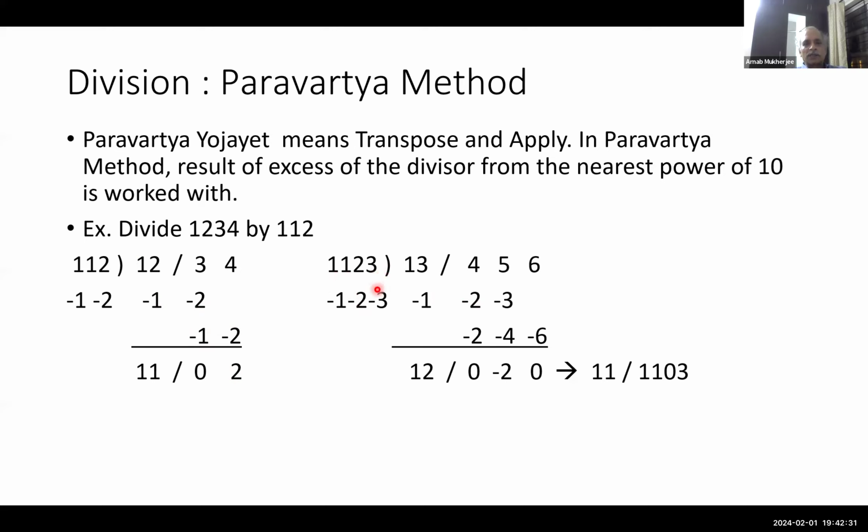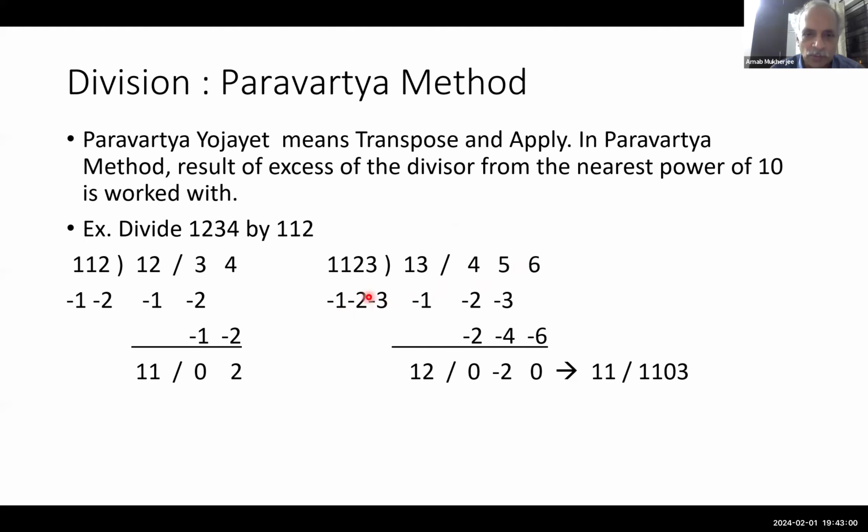Here it is like this: divide 13456 by 1123. So it is actually -1, -2, -3. You have to write this, cutting down this 1. It is 123 excess of 1000, the nearest power of 10. So again we put 3 digits here, as 1000 has 3 zeros. So -1, -2, -3.